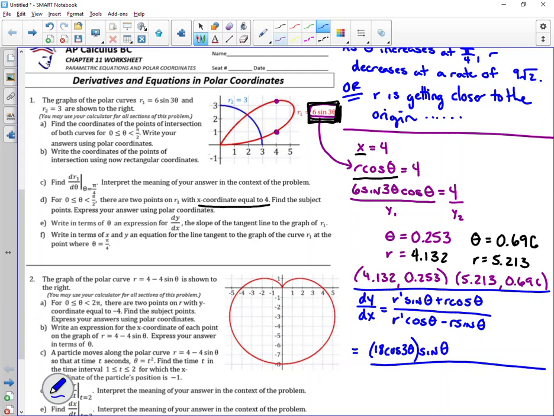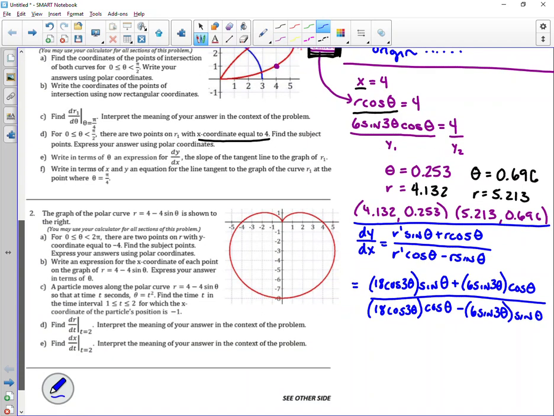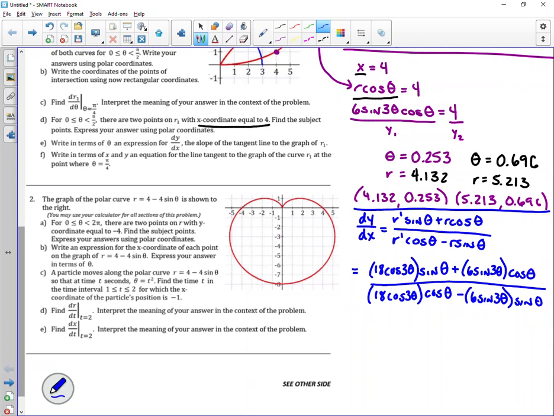Not too hard to do again, though. 18 cosine 3 theta sine theta plus r, which is 6 sine 3 theta, cosine theta, over the denominator. Okay, well, that's our expression. We're done. Write it in terms of theta, an expression. That's it. We did that.